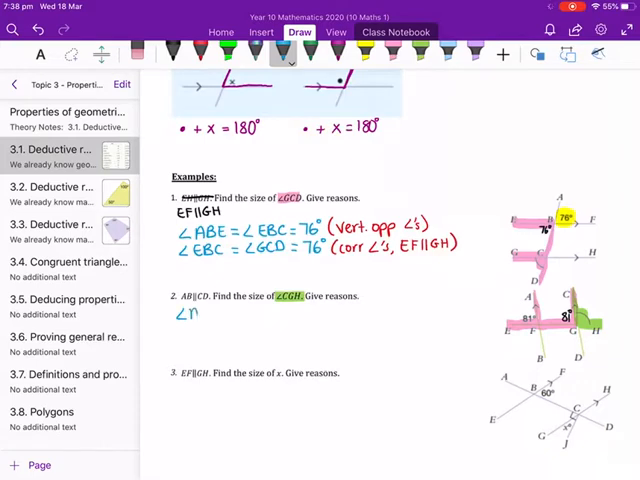So we're going to say that angle AFE equals angle CGF, which equals 81 degrees. And our reason for this is corresponding angles, and we need to say that it's because of parallel lines, where AB is parallel to CD.